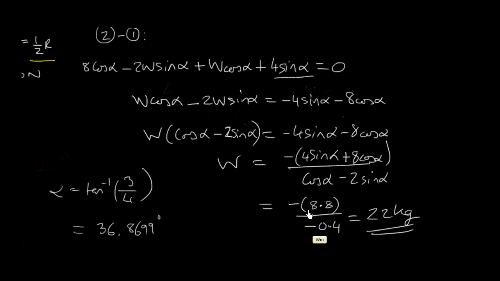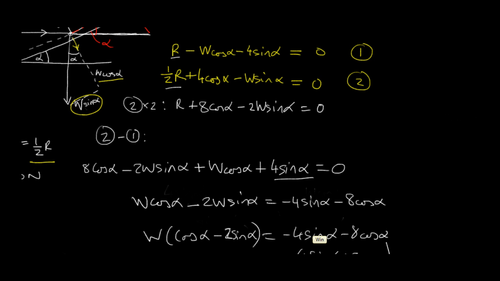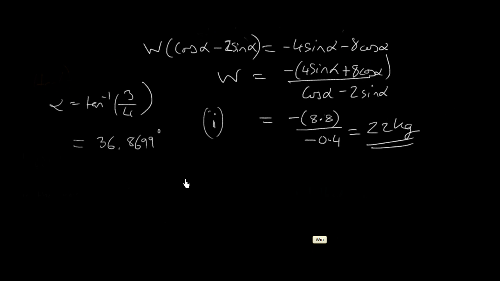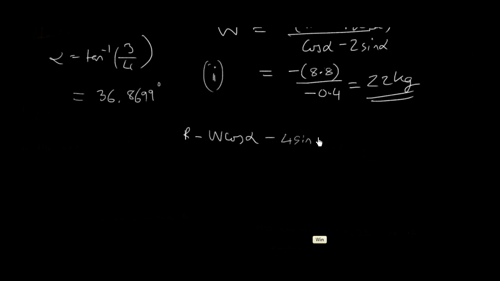So now we know what W is, which was actually the answer to part 2 in the question. We can now come here and figure out what R is from just this one. So I'm just going to rewrite equation number 1, which is R minus W cos alpha minus 4 sine alpha equals 0. So I know that R is equal to the addition of those two on the other side.